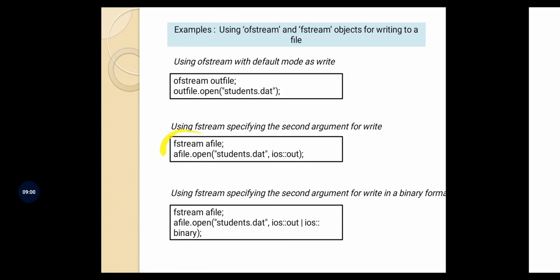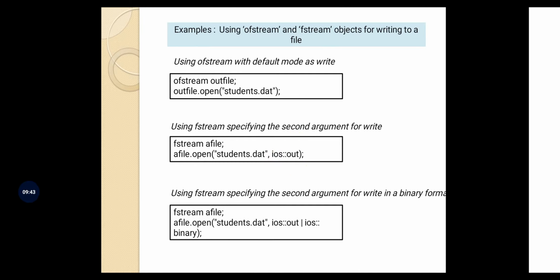But if I use the fstream class, which is basically a derived class of ofstream as well as ifstream, the fstream class has both the properties for reading and writing. So if I create an object of the fstream class and invoke the open member function of the fstream object, then along with my first argument, which is the name or the location of the file, I also need to specify the mode in which I want to open that file, whether I want to open it in the read mode or in the write mode.